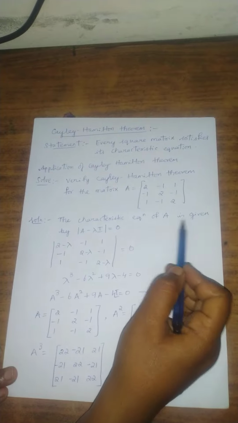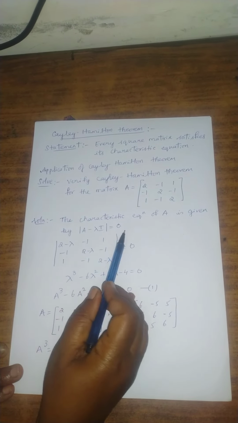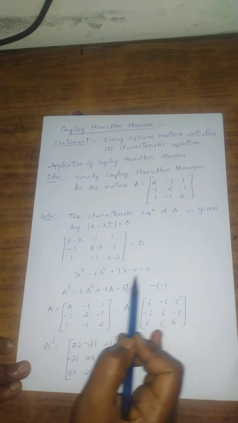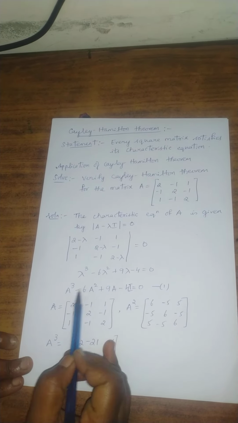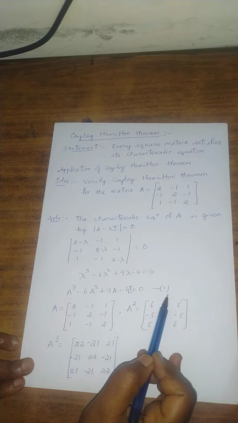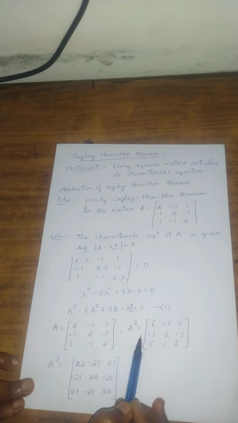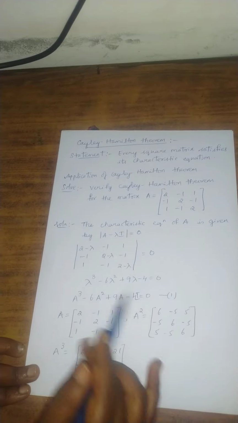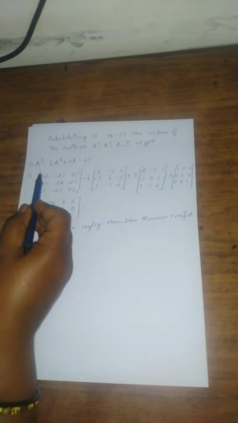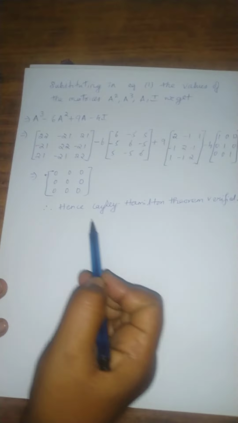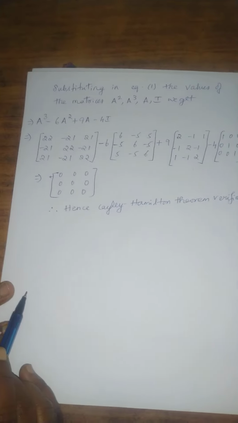The characteristic equation of A is given by determinant of this is 0. So we have written the characteristic equation and we are going to solve this determinant, and at this solution, replacing lambda by A, we are going to get equation 1. Now find out the value for A. A we already know, so finding A square and A cube and substituting in equation 1, we arrive at the equation. Substituting for all of these, I am going to get the final answer as 0, 0, 0, and hence the Cayley Hamilton theorem is proved.